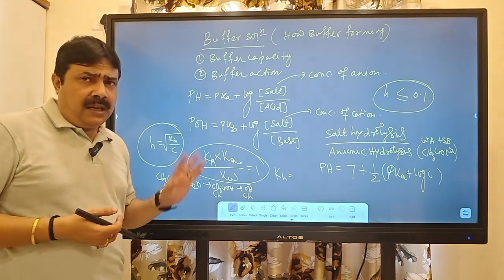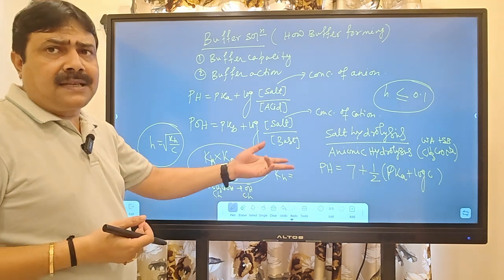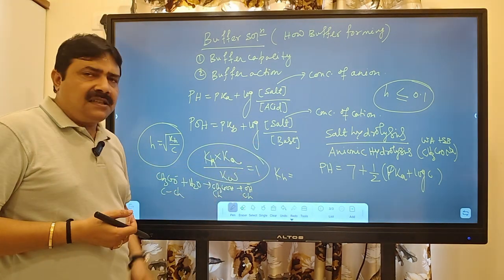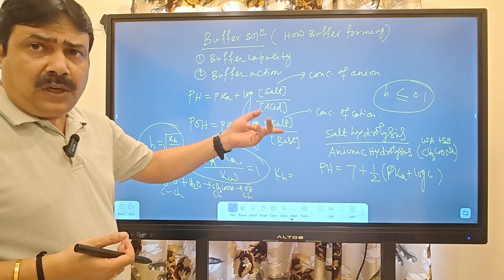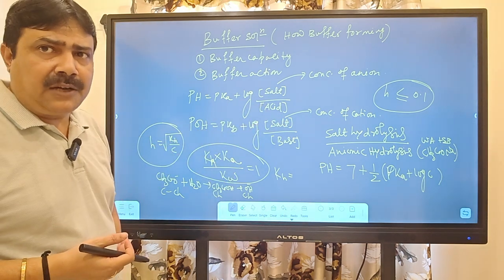If it is matching, fine. Otherwise, solve the quadratic, get the exact H, and then the OH concentration is CH. Then calculate pOH, and then 14 minus pOH equals pH. That way you can go.